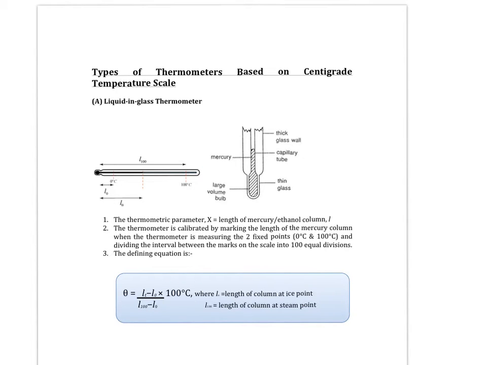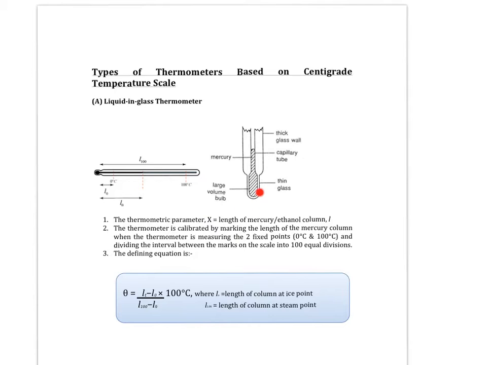So let's look at how it works. In this mercury in glass thermometer, you will have a large volume bulb in which to store the mercury that will expand when the temperature increases. And surrounding this large volume bulb is a thin glass wall in order to facilitate heat transfer more easily.